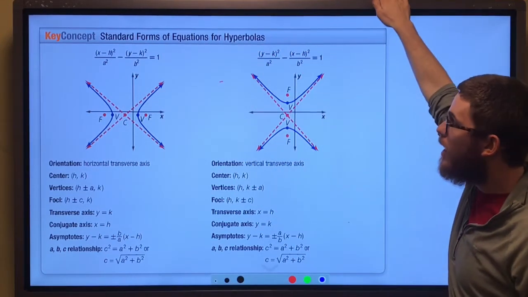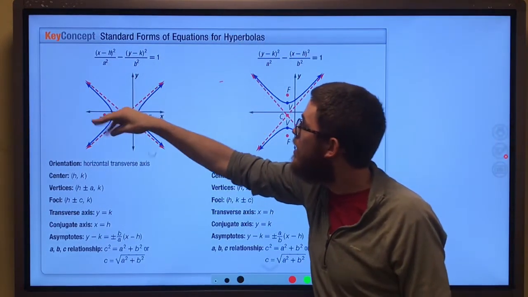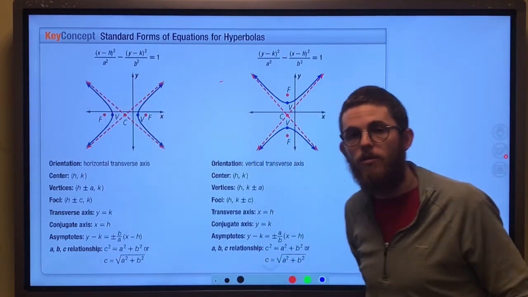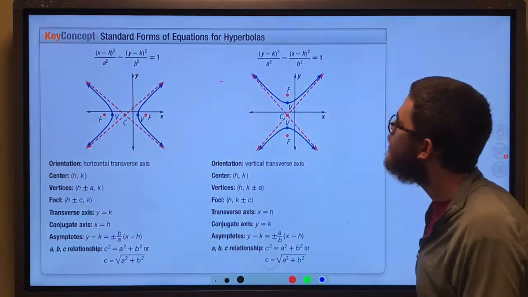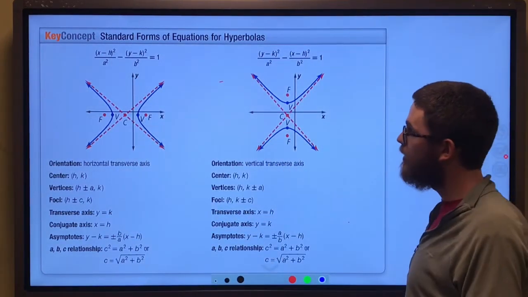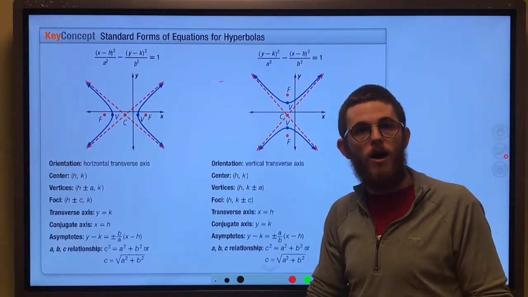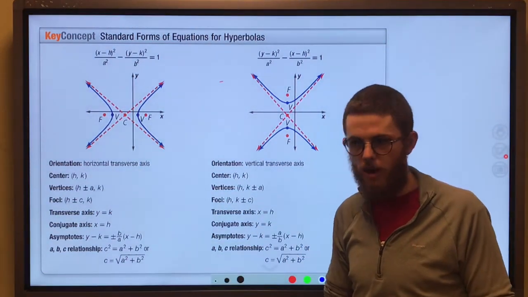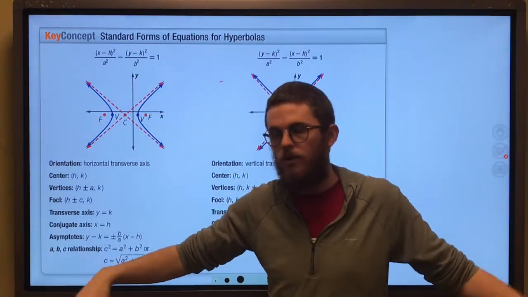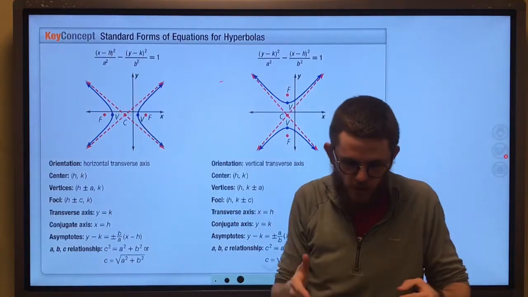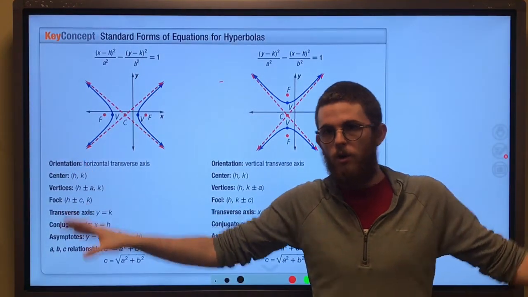Notice here, A squared does not have to be greater than B squared. A does not have to be greater than B. A is whatever is the denominator of our first term, because the order does matter, we're subtracting. This is x minus h squared over a squared minus y minus k squared over b squared. Now, the a, of course, affects where our vertices are for the hyperbola. If a is affecting the x term, we know it's affecting the left and the right. That means our hyperbola is going to have a horizontal opening.